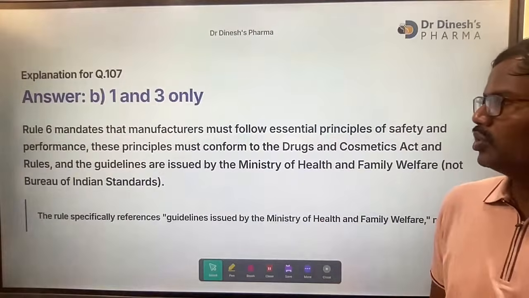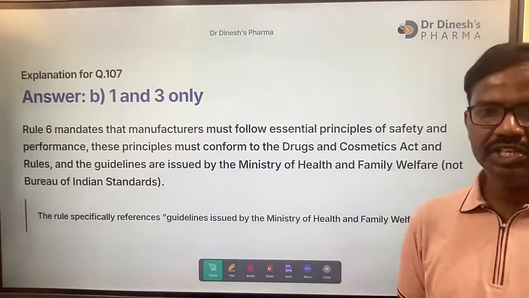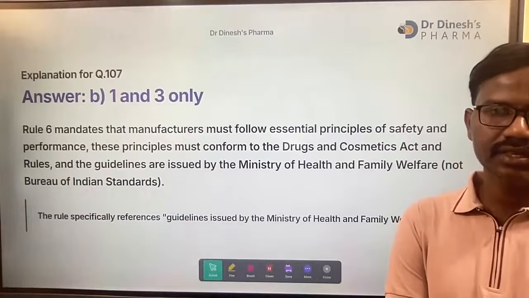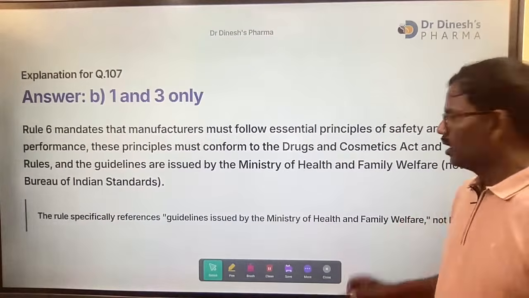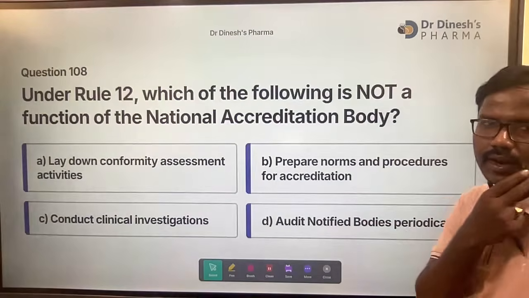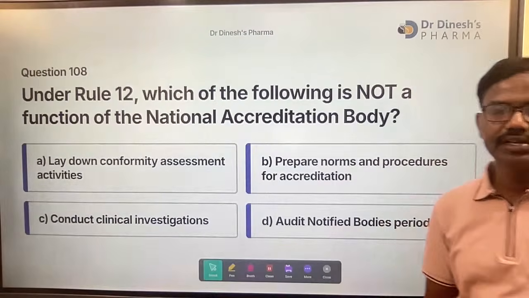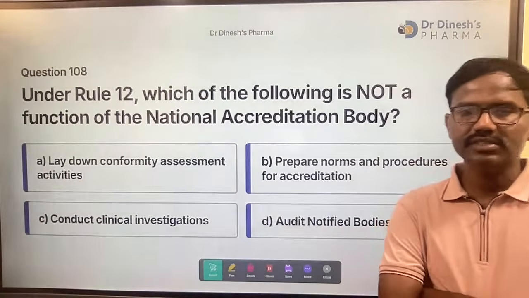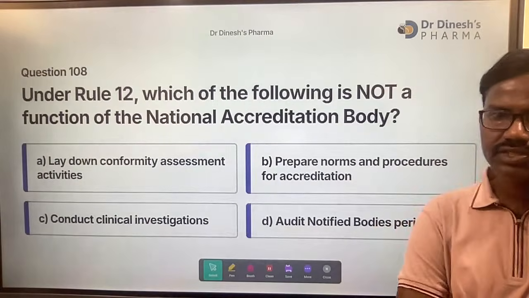1 and 3 only. So Rule 6 mandates that manufacturers must follow the essential principles of safety and performance. This is very, very important. So that is stated by Rule number 6, right? And this will be issued by the Ministry of Health and Family Welfare. And Rule 12, which of the following is not a function of national accreditation body? Okay, national accreditation body. Lay down conformity assessment activities, prepare norms and procedures for accreditation, conduct investigations, audit and notified bodies.